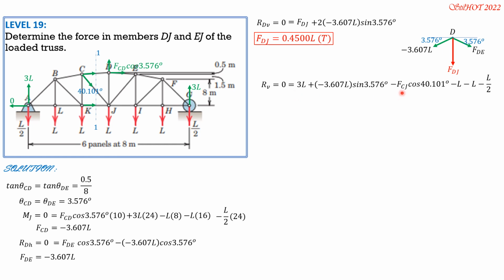Take note that FCJ is the only unknown here. Solving for FCJ, transpose to the left, then compute the values to the right. FCJ is 0.3595 L. So therefore, because FCJ is equal to FEJ, then FEJ is also 0.3595 L tension. And that's it.